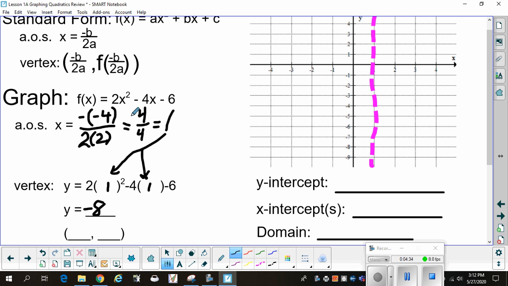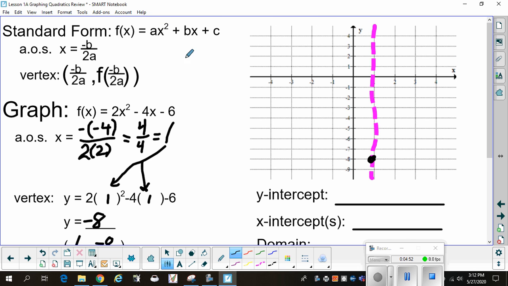So my vertex is at 1, negative 8. Remember, it's a point. So here's 1 and negative 8. I can put my vertex. The y-intercept, okay? Remember, the y-intercept occurs when x is 0. So if I put 0 in here and 0 in here, I wind up with negative 6. So this is going to be 0, negative 6. And I plot my point.